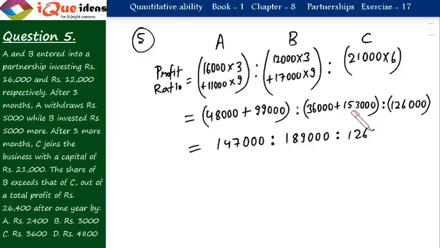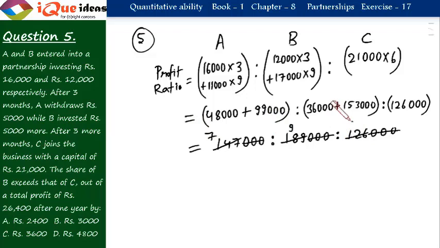So 3 zeros are cancelled. Now if you look at them closely, each one of them is divisible by 3, each one of them is divisible by 7. So divide by 21. So 21 7 times, 21 9 times, 21 6 times.